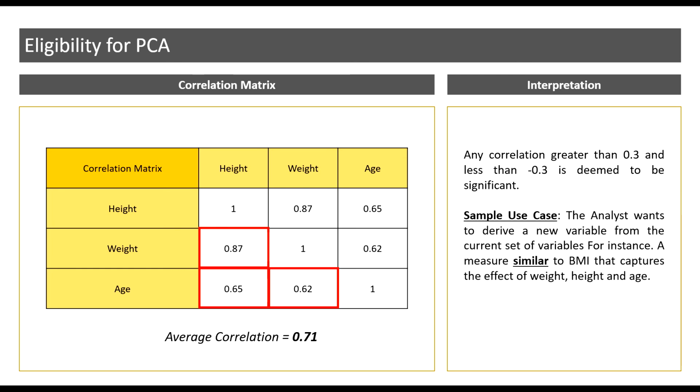Let us now explore a sample use case. Why would someone want to perform principal component analysis? Well, here I have the variables height, weight, and age. As I explained in the introductory video, if the analyst wanted to derive a new variable that is kind of similar to BMI, he or she can perform PCA on these set of variables. PCA will mathematically combine the essence of these three variables into one new variable. In the next video, we will see what we mean by mathematically combining variables. We will explore how PCA models are built.